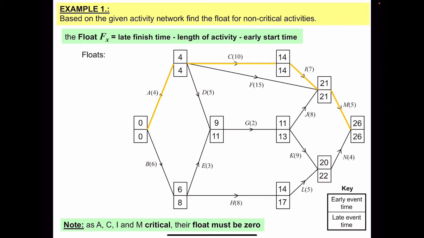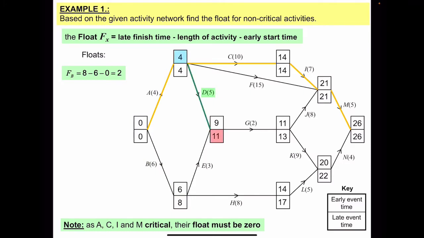So let's start with the B activity. If you're looking for the float, then it's the late finish time, that is 8, minus the length of the activity, 6, minus the early start, which is 0. So in this case, it should be 2. 8 minus 6 minus 0 is 2. The next activity, let's take one that is not critical, is D.